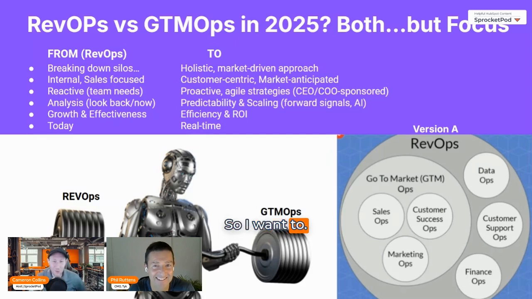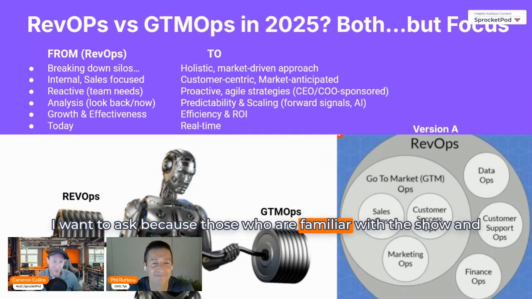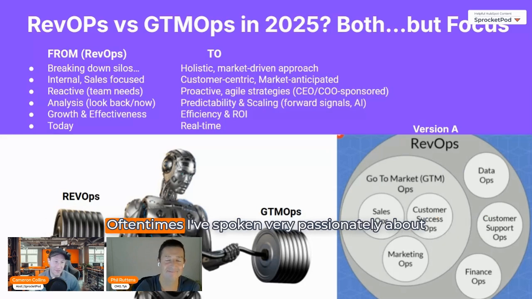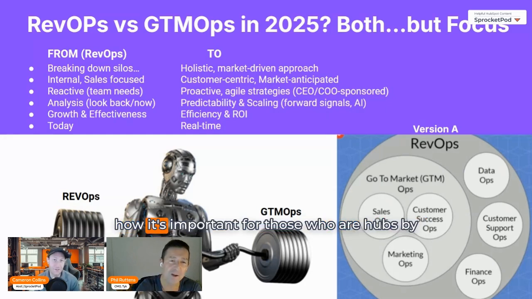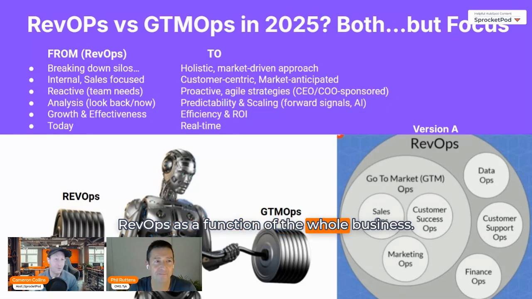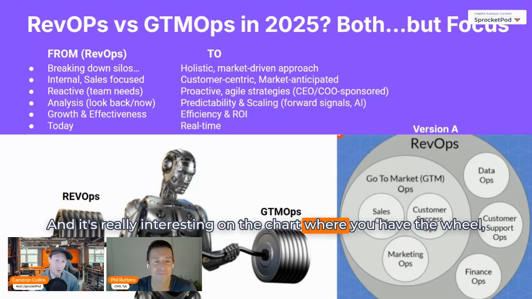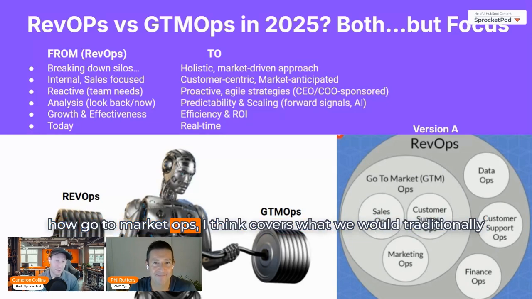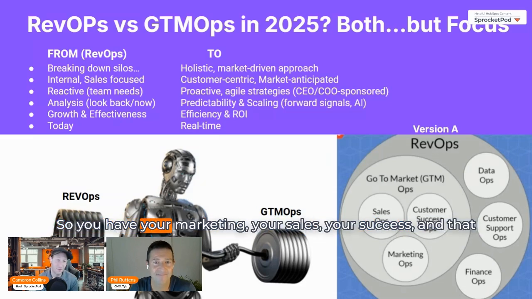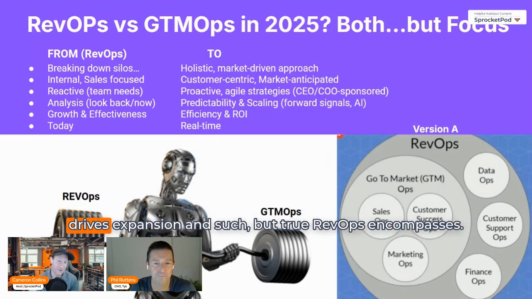So, yes. I want to ask, because those who are familiar with the show and revenue architects and winning by design and the bow tie model, oftentimes I've spoken very passionately about how it's important for those who are HubSpot admins to be strategic, specifically by understanding RevOps as a function of the whole business. And it's really interesting on the chart where you have the wheel, how go-to-market ops, I think, covers what we would traditionally think of as the bow tie model part of how a business functions. So you have your marketing, your sales, your success, and that drives expansion and such.